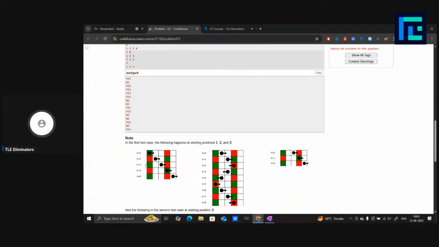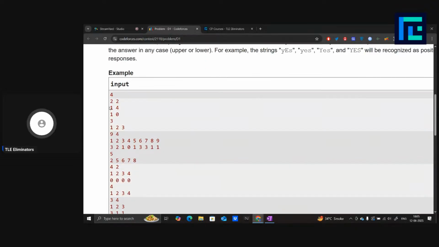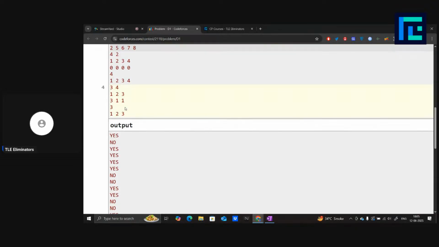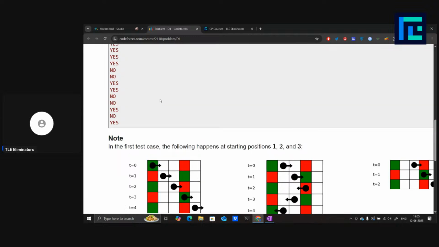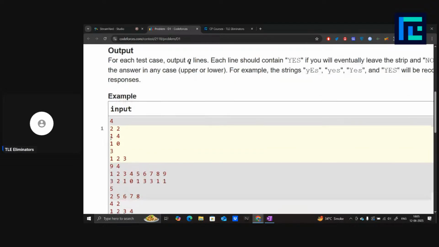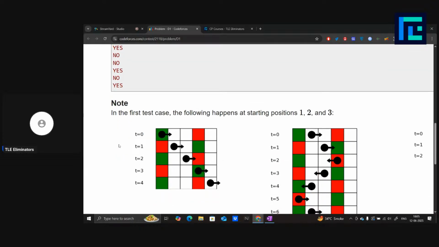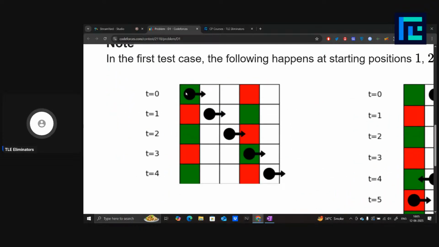So here in the first test case, we have two lights. The first light is at 1 and the second is at 4, and k is equal to 2, so the time period is 2. The first light will show red at t equal to 1, t equal to 3, t equal to 5, and so on. And the second light will show red at t equal to 0, t equal to 2, t equal to 4, and so on.